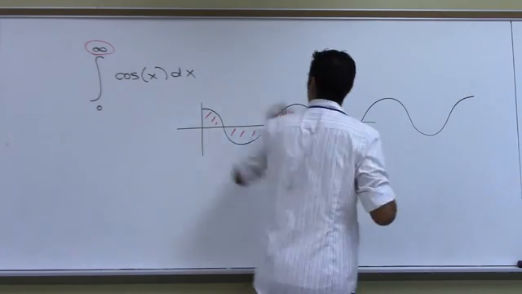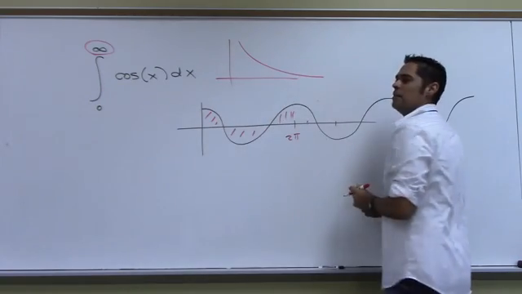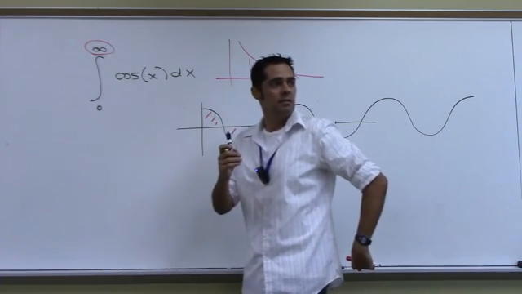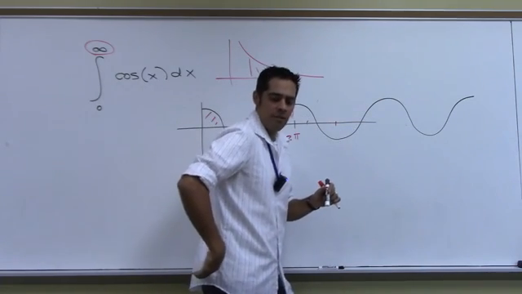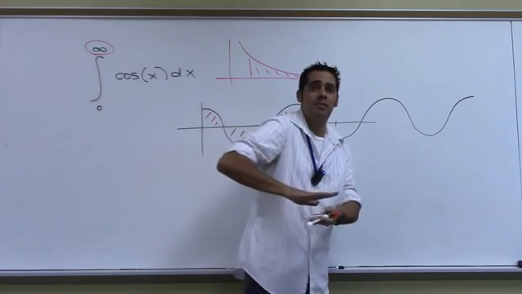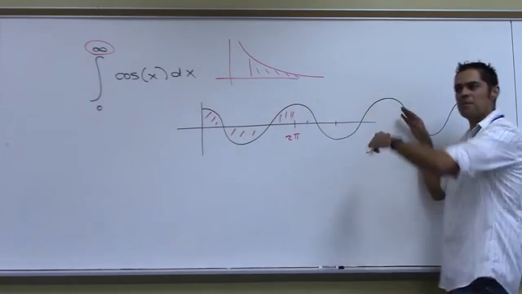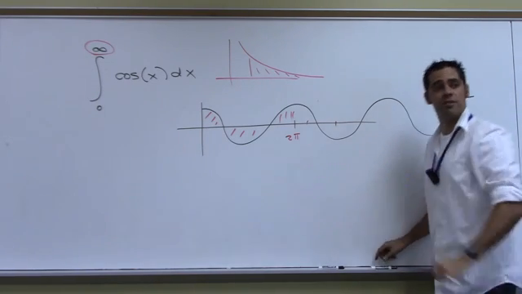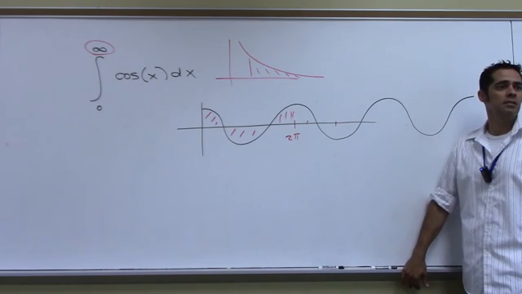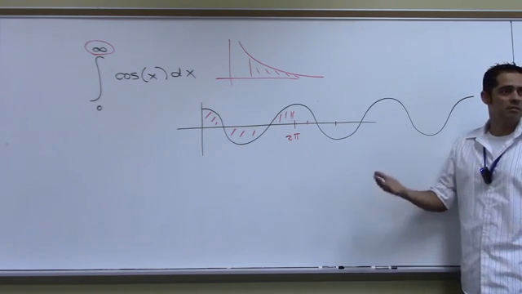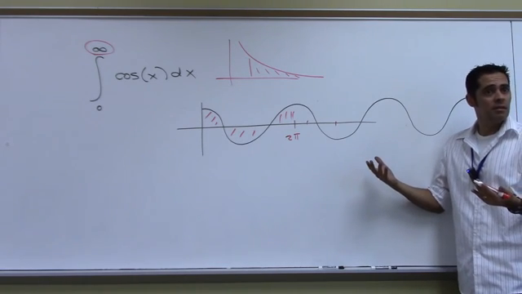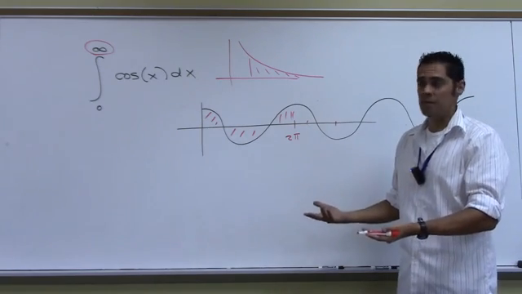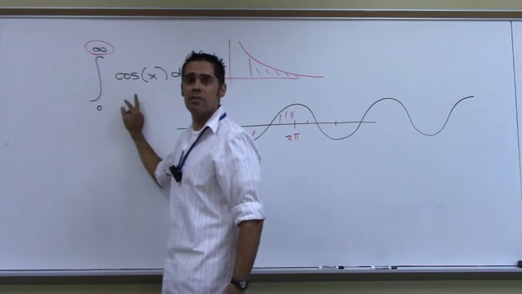In the last problem, as I went out, the area behind me just kept getting smaller and smaller, right? Every single time behind me the function was collapsing down to 0. This function's not collapsing behind me. It keeps oscillating back and forth. So do you think it converges? Do you think the area actually goes to a number then? Yes or no? Probably not. So in the case that it does not, we say it diverges. So this would actually diverge.